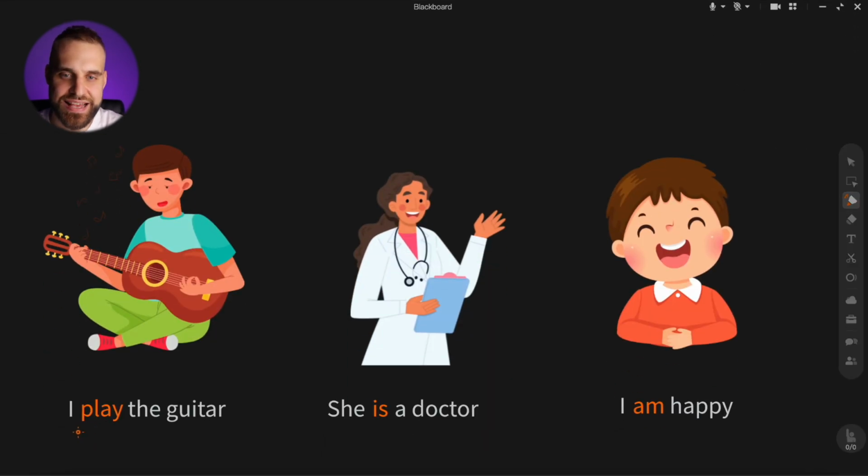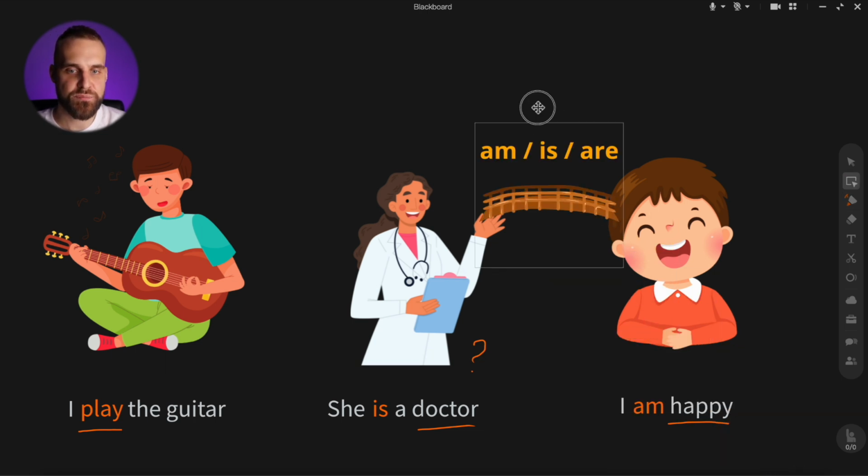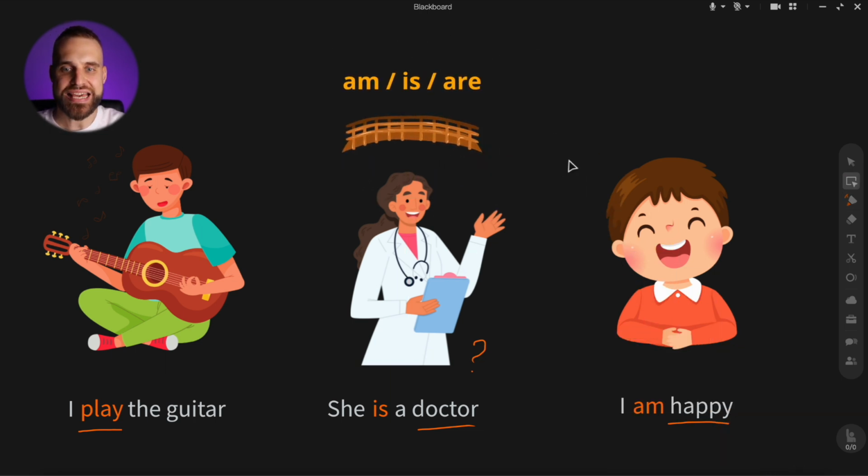Now, earlier we said that we use present simple with action verbs like I play the guitar. But when there is no action and we want to describe someone with a noun like a doctor or an adjective like happy, we need some sort of a bridge. And that bridge is am, is, are.